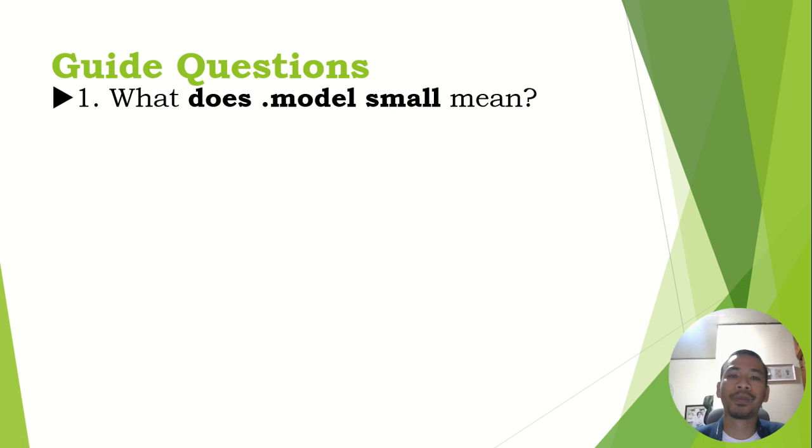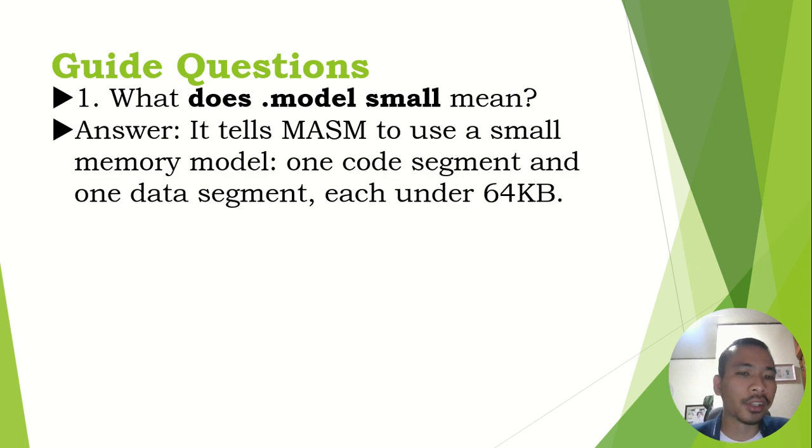So we have here our guide questions. You can pause for a while after I read each guide question so that you can think of the answer. So let's start. Number one, what does .small mean? I'm going to give you time. You can pause the video. Okay, so the answer: it tells MASM to use a small memory model, one code segment and one data segment under 64 kilobytes.